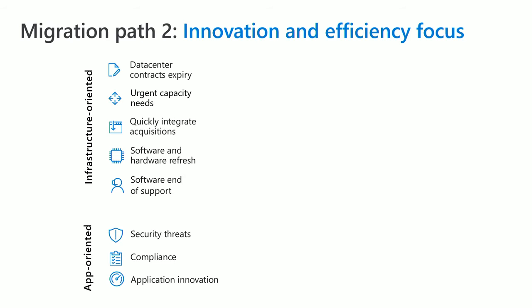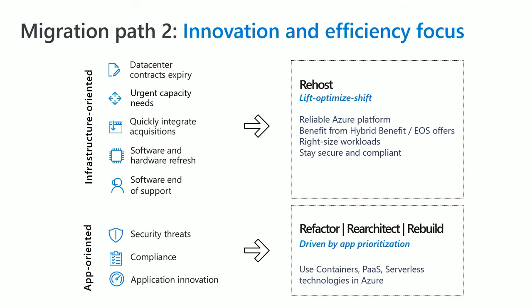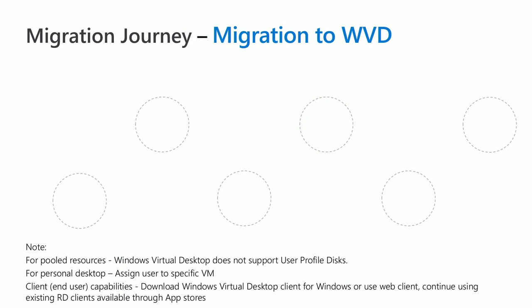We also see a second approach here, which is focused on innovation and efficiency. This is where the triggers are mostly app-oriented, where if you have legacy applications on-prem and you want to modernize them, you can use the refactor, rebuild, re-architect approach to migrate. And in case of virtual desktops, you can treat your greenfield scenarios in the second category and leverage cloud capabilities to migrate to Azure. Yeah, so Pavitra will now walk us through the various steps involved in the migration journey.